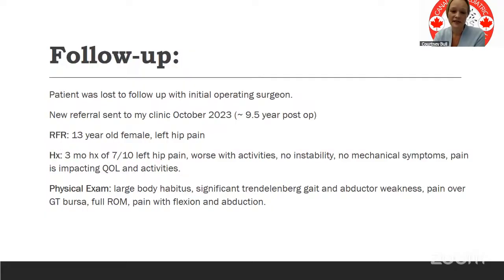So she was 13 at the time that I met her. She was presenting with left-sided hip pain. She had about a 3-month history of pain, worse with activity, no feeling of instability, no mechanical symptoms. Her pain was starting to certainly impact her quality of life.